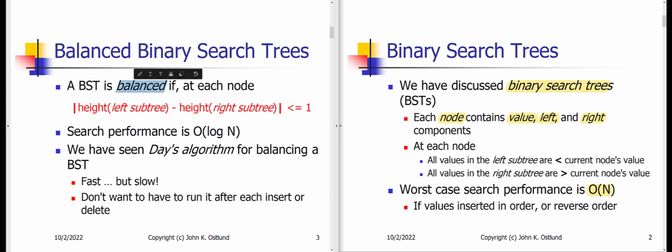We talked about the idea of a balanced binary search tree. If at every node the height of the left subtree and the height of the right subtree beneath that node is within 1, then the tree is said to be balanced. And a balanced tree guarantees order log n search performance, and therefore also insert and delete performance as well.